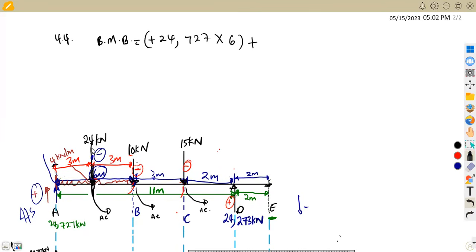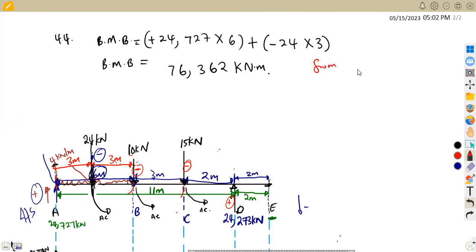Plus, if you consider 24 kilonewton back to B, there's a distance of 3 meters, and this is a negative because it is going down. So that's negative 24 times the distance back to B, which is 3 meters like this. So if we combine everything, our bending moment at B is going to give us 76,362. That is kilonewton meter in this case. This is force times distance, so it's kilonewton meter. All right. So we took this from the left-hand side. So that's it.